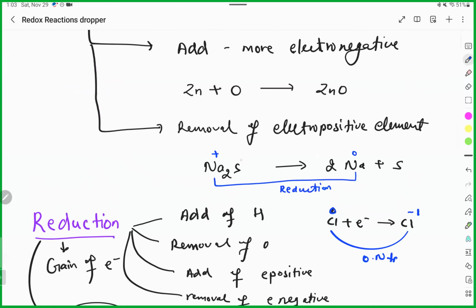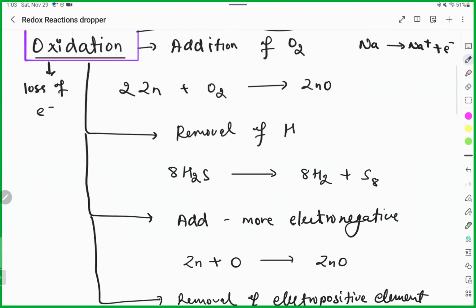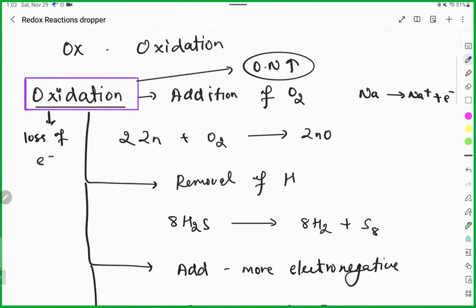Here sulfur has two negative charge. Here zero. What is happening? Oxidation. How do we know it is an increase in the oxidation number? Minus 2 to 0 charge. Same here, sodium from zero converts into plus. So it is oxidation. How do I know it is an increase in oxidation number? Any doubt?